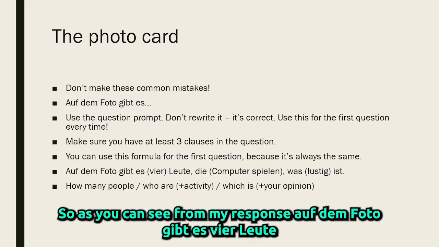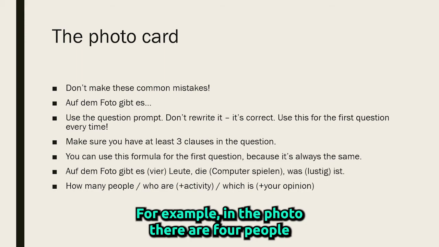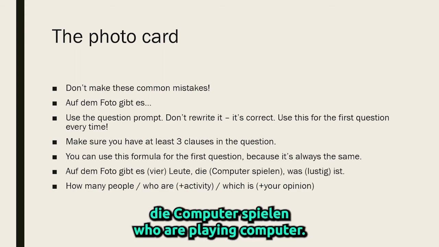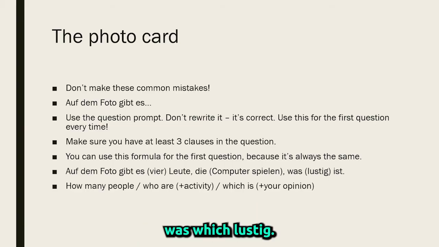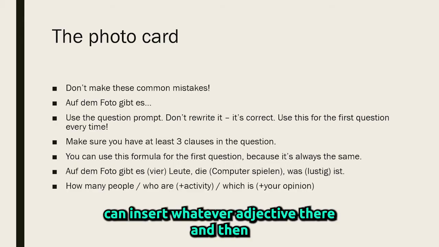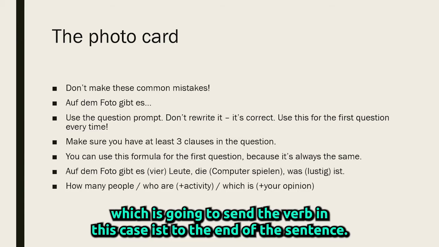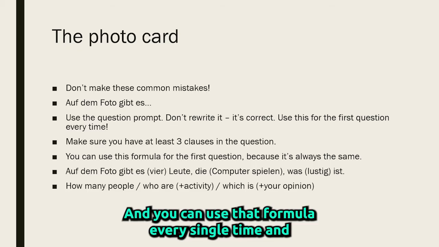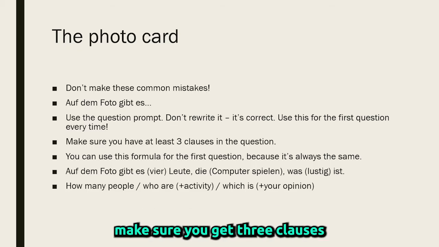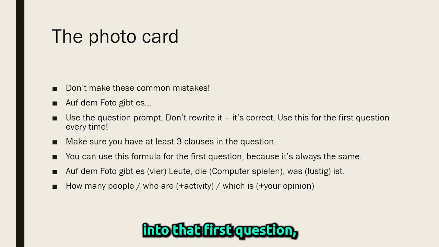So how many people are in the photo, what they're doing, and what your opinion about it is. So as you can see from my response, auf dem Foto gibt es 4 Leute, for example. In the photo there are 4 people, die Computer spielen, who are playing computer, was, which, lustig. So you can insert whatever adjective there, and then which is going to send the verb, in this case ist, to the end of the sentence. And you can use that formula every single time and make sure you get 3 clauses into that first question.